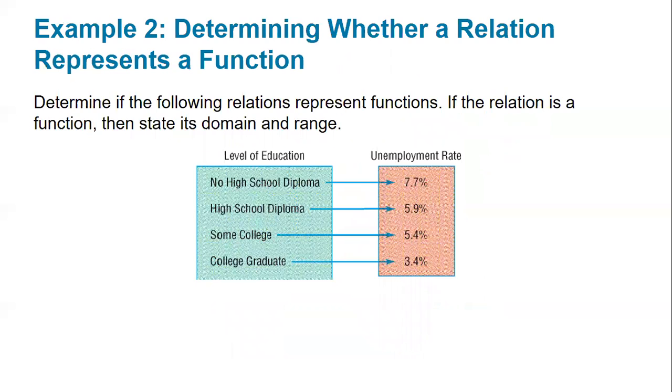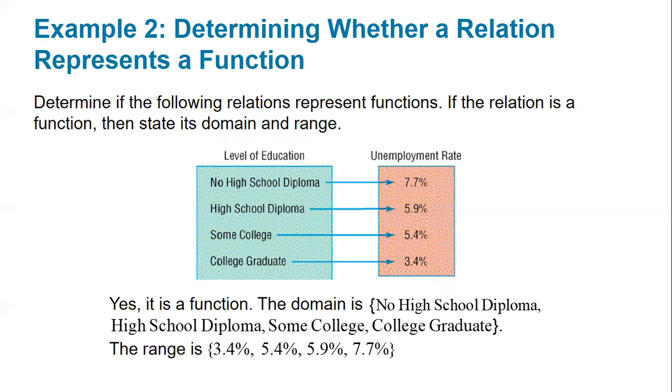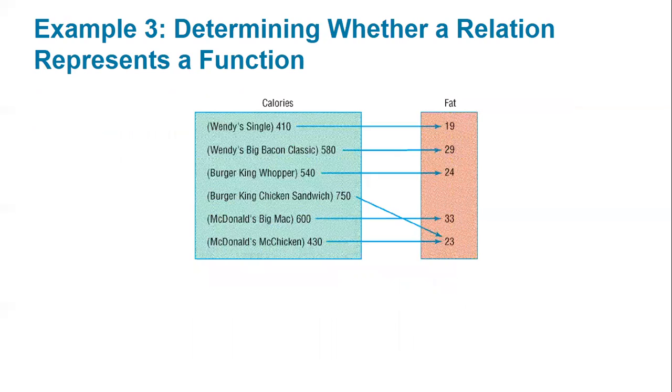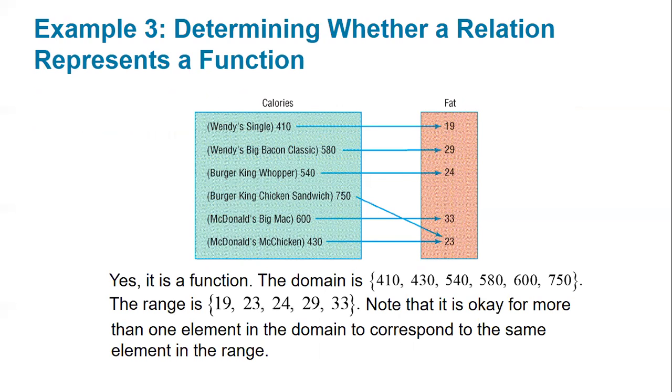Okay. All right, really quick. Level of education and unemployment. Is it a function? Yes. What represents my domain? The education. What represents my range? Unemployment. Easy enough? Yes. All right, let's do another one. Is this a function? Yes. What represents my domain? What represents my range? Good. Yep.